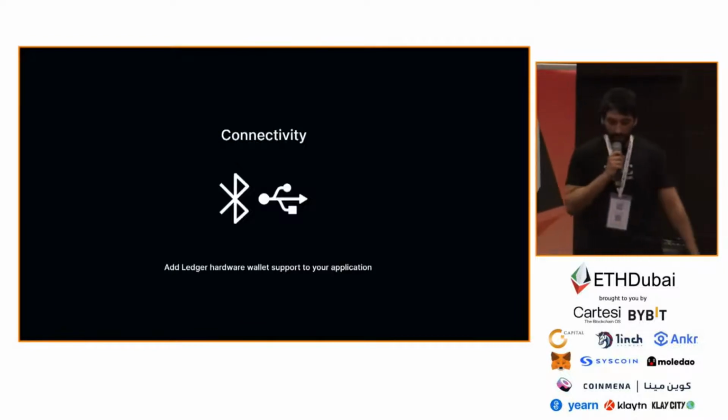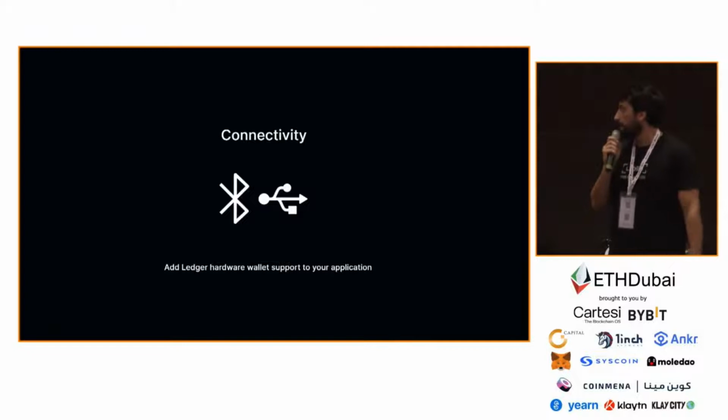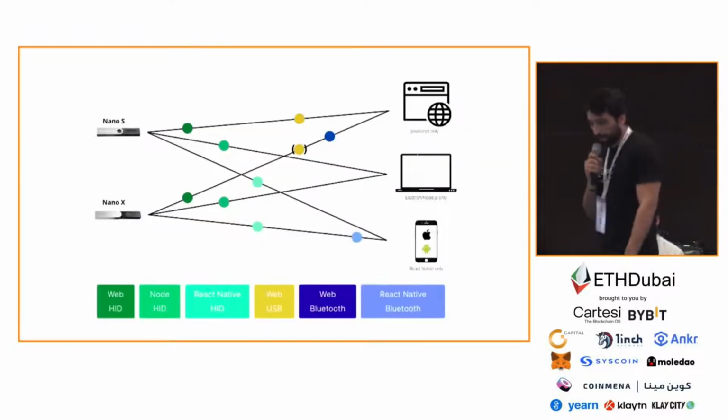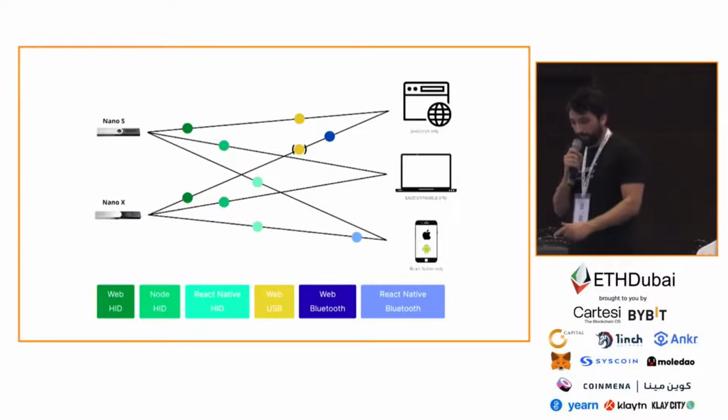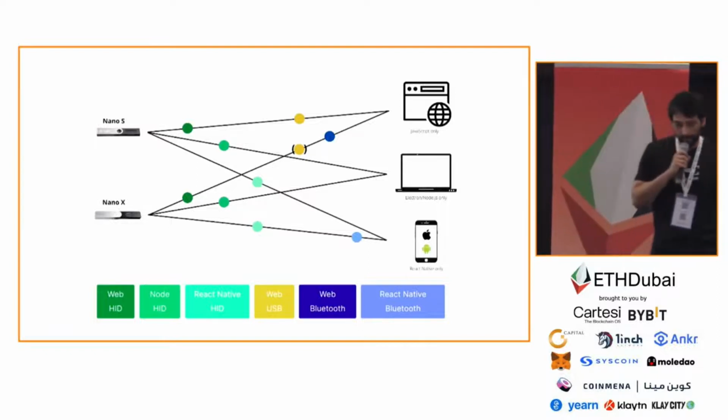The second thing is connecting the application directly. So how does it work? There are two devices, the Nano S and the Nano X, which work in a similar way, but the Nano X has the Bluetooth part.